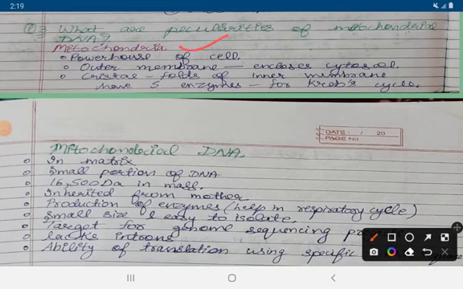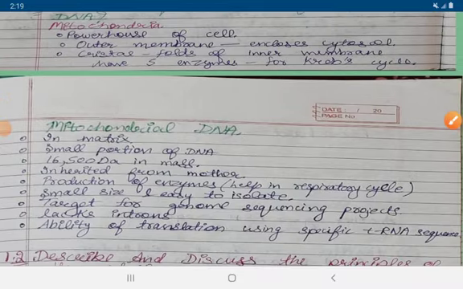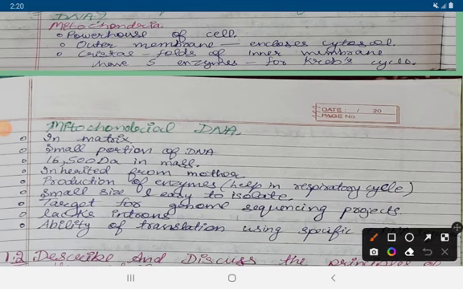Now our next question is, what are the peculiarities of mitochondrial DNA? Mitochondria, first of all, is the powerhouse of the cell, and it has an outer membrane which encloses the cytosol, and then the inner membrane is known as cristae, which is thrown into numerous folds and has enzymes required for Krebs cycle. Now mitochondrial DNA.